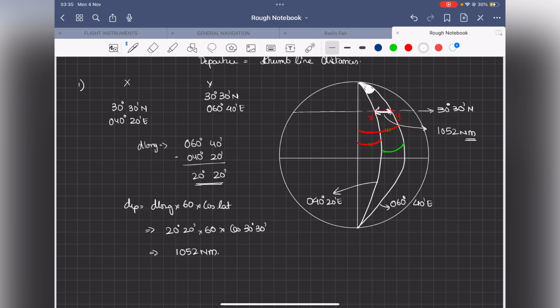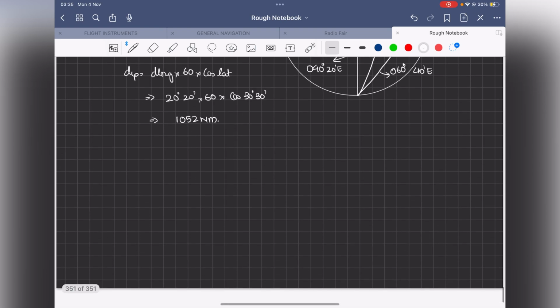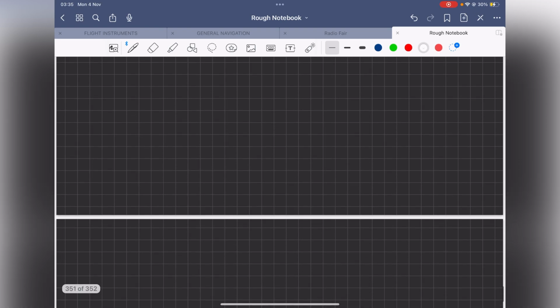So let's try doing another question. Okay, let's try solving this. Let's say there's a point X which is at 40 degrees 30 minutes south and 050 degrees 27 minutes east. And there's a point Y which is at 40 degrees 30 minutes south again, because same latitude in terms of departure, and 020 degrees 27 minutes west. Find departure.